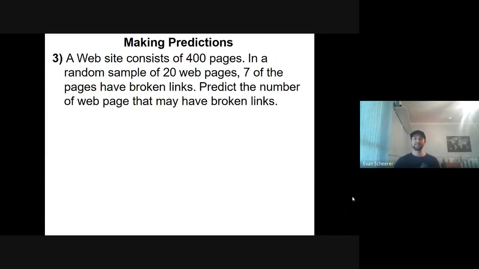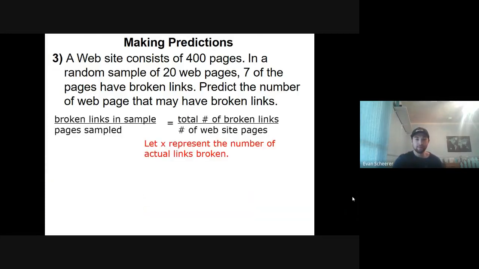The website consists of 400 pages. In a random sample of 20 web pages, 7 of the pages have broken links. Predict the number of web pages that may have broken links. So now this is where it gets mathy. 400 pages, but are you going to go through all 400 pages and find out which ones have broken links? No, that's a lot. We just want to find the number of broken links. So instead, we're going to take a little sample of 20 web pages. We find out 7 out of the 20 of them have broken links.